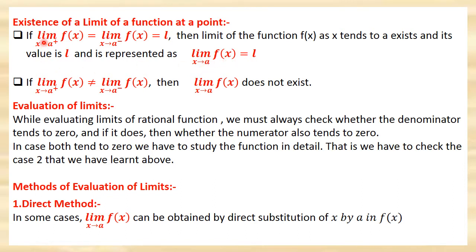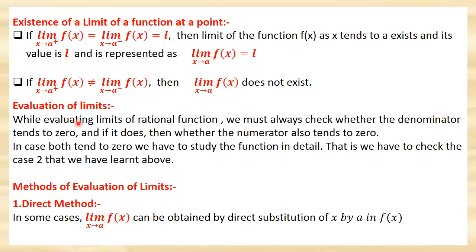Limit x tends to a plus f of x is the right hand limit and limit x tends to a minus f of x is the left hand limit. So if the left hand limit and right hand limit are equal, then we say the limit exists, and combinedly we can write limit x tends to a f of x is equal to L. Now if both the left and right hand limits are not equal, then we can say the limit does not exist. And we are learning the limits of rational functions.